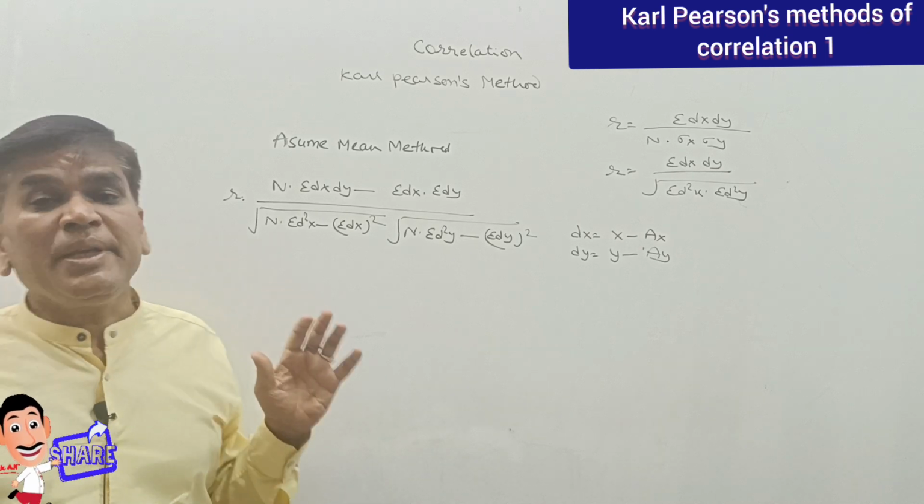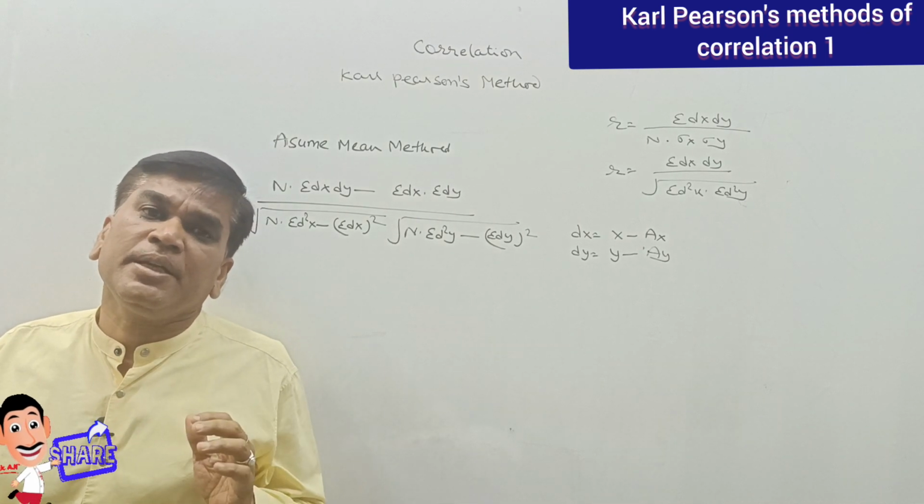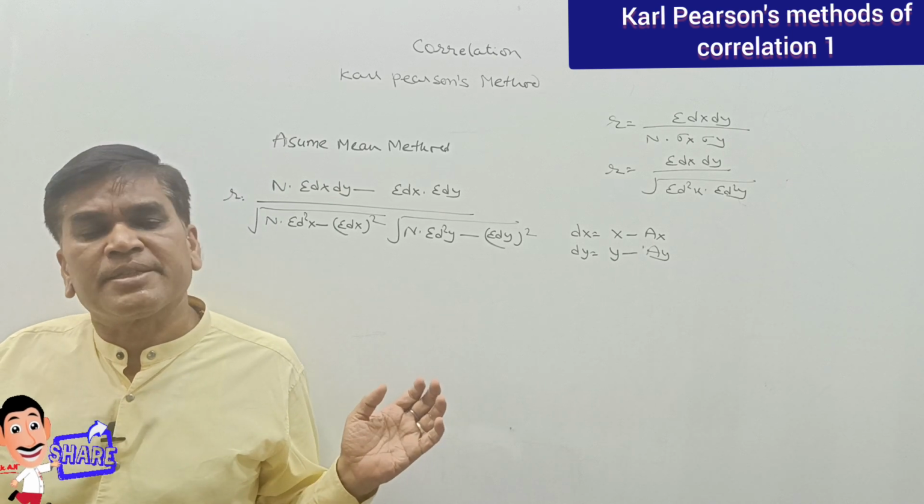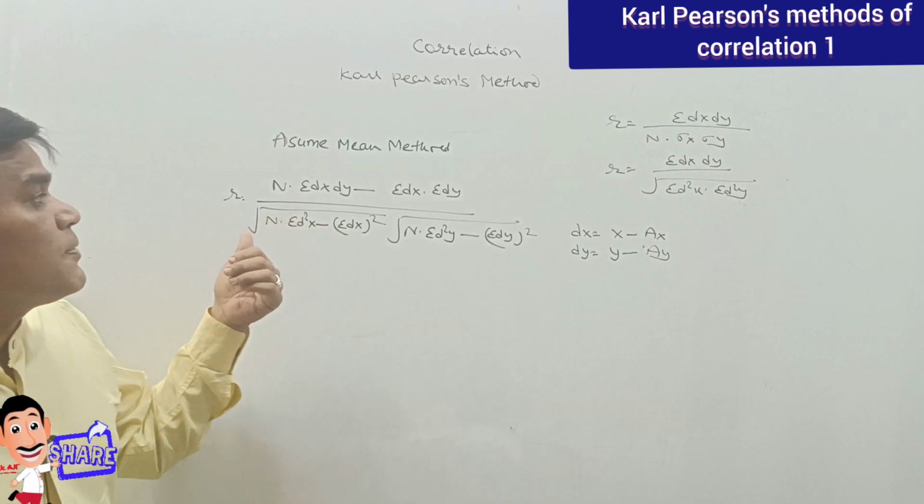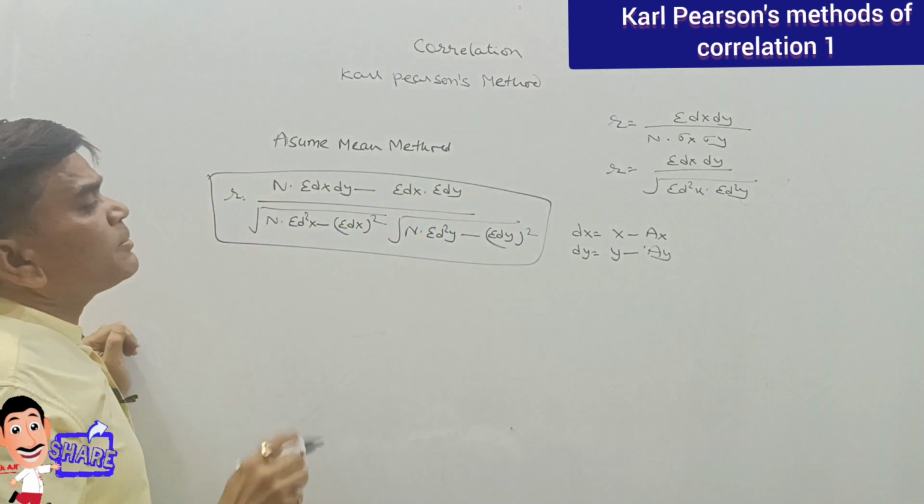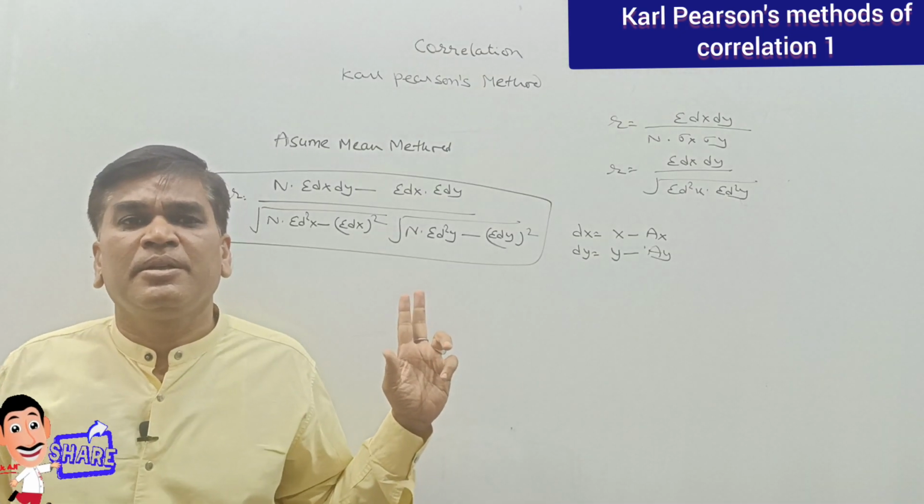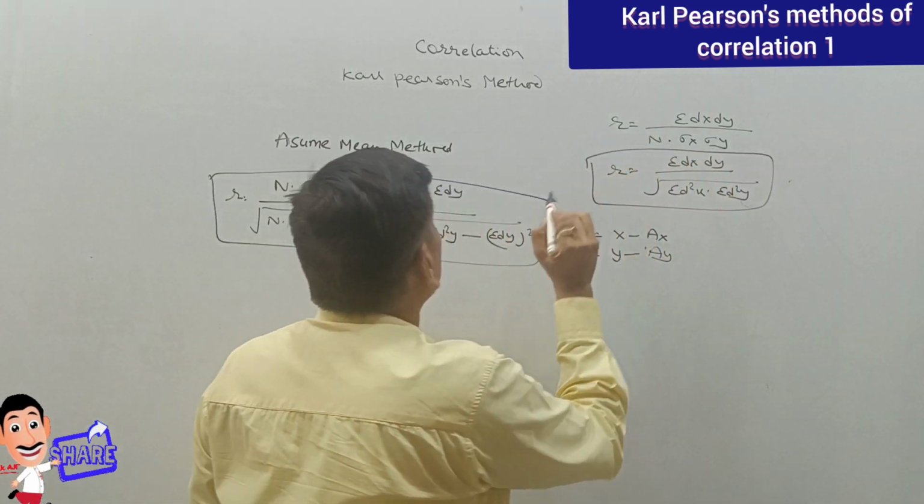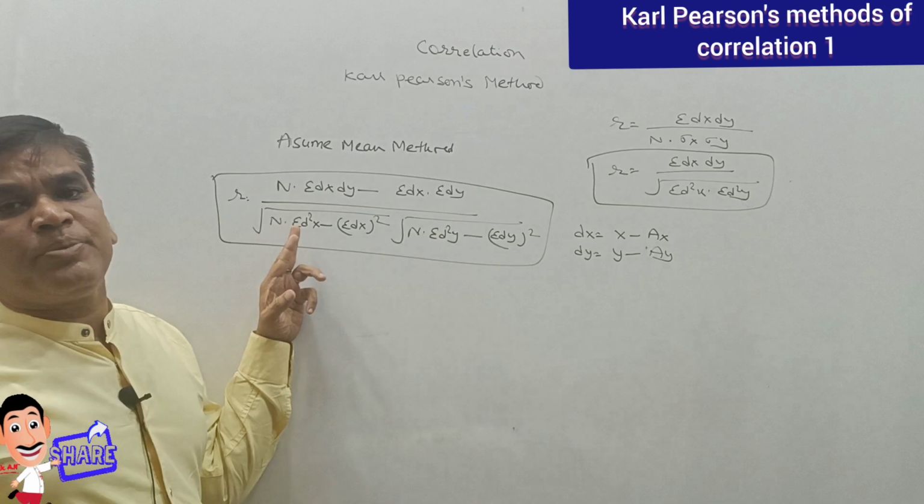We have so many formulas for calculating correlation, but this is the best formula set. That's why I have selected it here. So you should remember just these formulas: this one for the direct method, and this one for the assumed mean method.